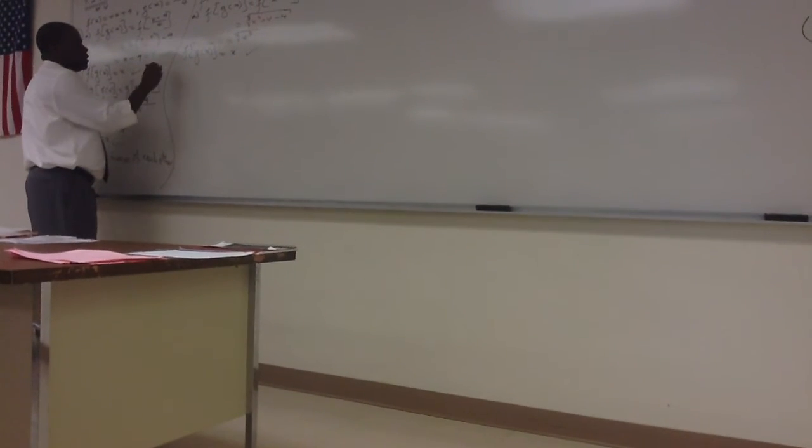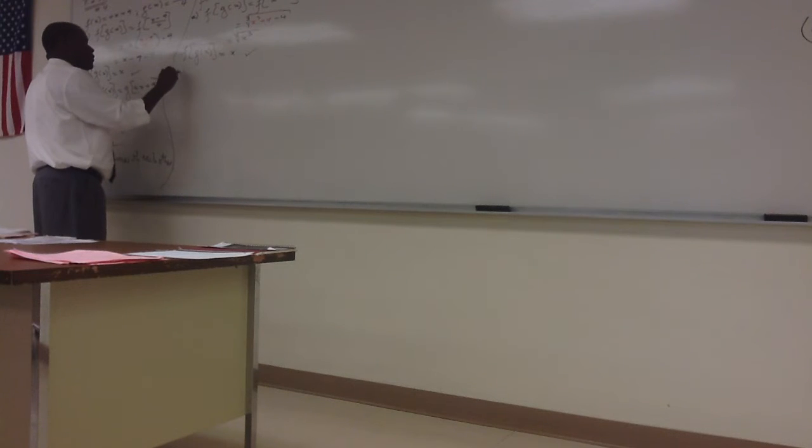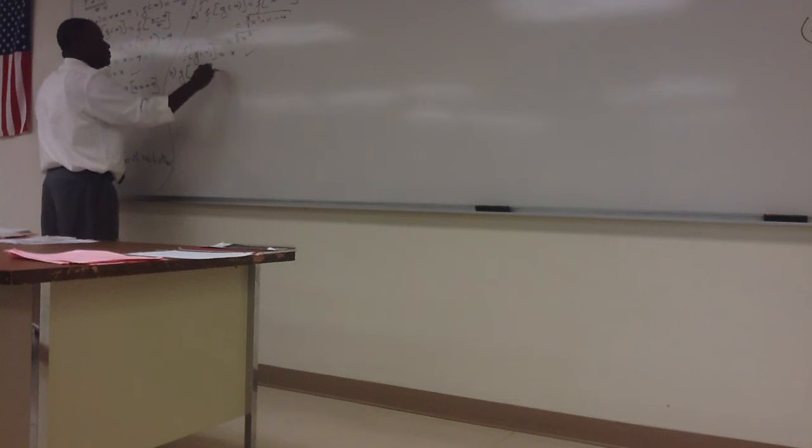So with that in mind, what is the cube root of x cubed? X. So we conclude that f of g of x is x. Well, that's the first one we need to prove. The second one is the other way around, g of f of x. Let's see if this is x also.